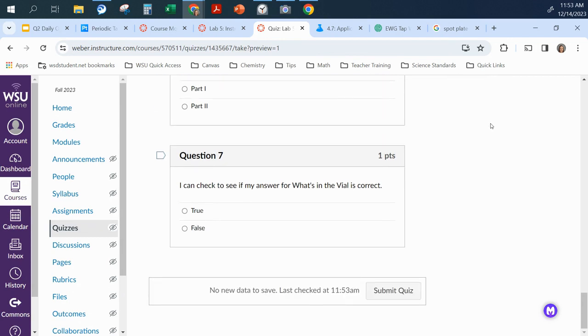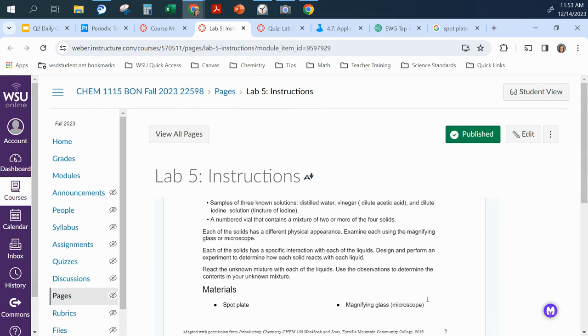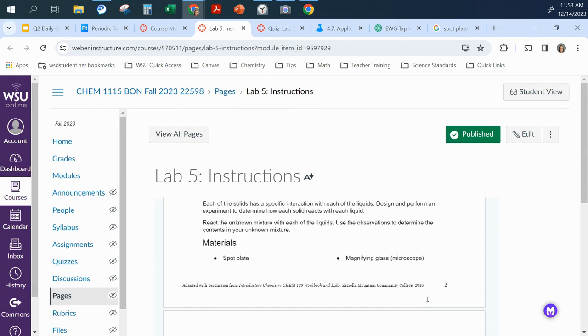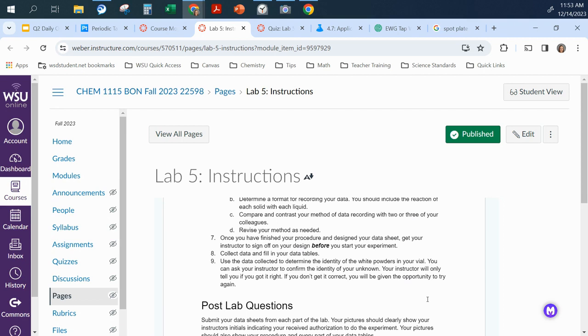You can probably find number 6. Okay, what about this one? I can check to see if my answer for what's in the vial is correct. Hopefully you can find that in the instructions. Let's look through. In step 9 it says your instructor will only tell you if you got it right. So in part 2, what's in the vial? Did I get it right? I can tell you if you're right or not. Okay, so that's the pre-lab for lab 5.